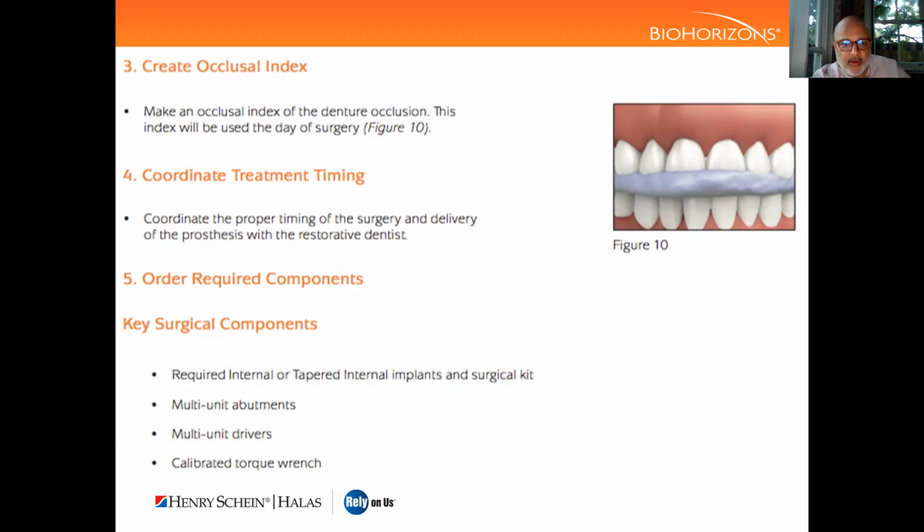Using multi-unit abutments, tapered internal implants, multi-unit drivers, calibrated torque wrench, okay, just to get it there. We've discussed before why we use tapered implants, why we use more aggressive implants, okay.